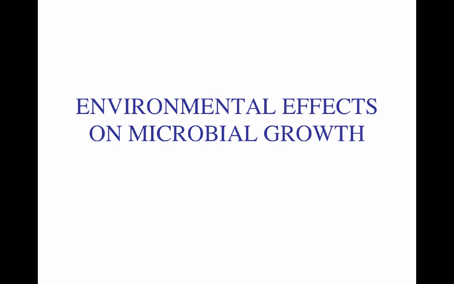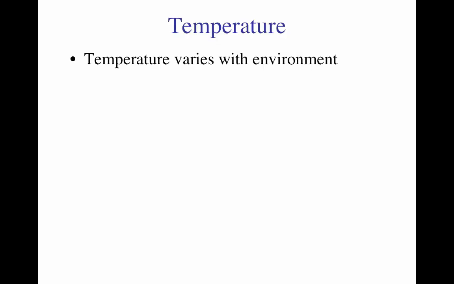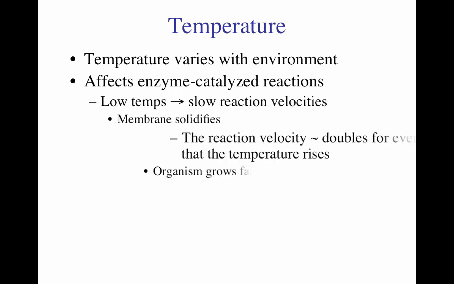So now, I'm going to switch gears to talk about some of the environmental factors that are going to affect microbial growth. We're going to start with temperature. Temperature, as you're aware, varies immensely from environment to environment on our planet. And as you know, it affects the rate of enzyme catalyzed reactions. Higher temperature is going to accelerate enzyme catalyzed reactions. Lower temperature is going to slow down those enzyme catalyzed reactions.